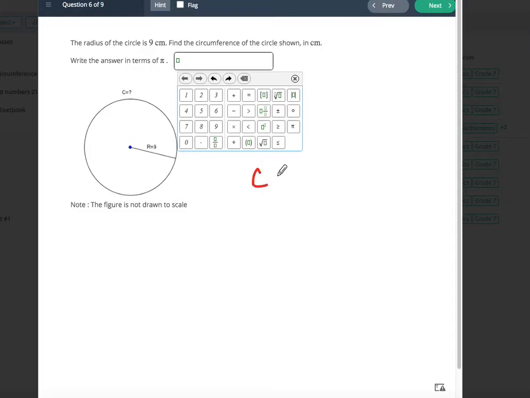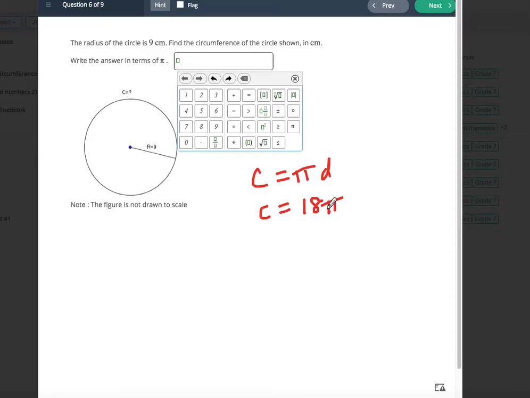So, formula, circumference equals pi times diameter. So the circumference equals, it wants the answer in terms of pi. So in other words, we're going to keep pi. So the answer here is just going to be 18 times pi.